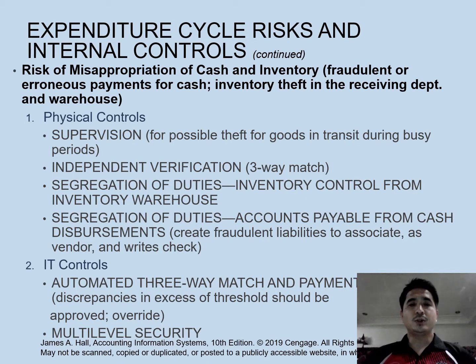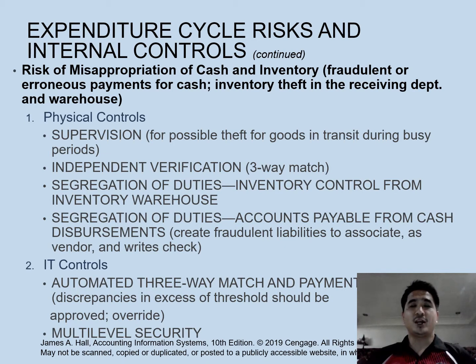First, for the physical controls, number one is supervision. There should be supervision when the goods are received. The head or the superior should supervise the receiving of goods by the receiving clerk up to the warehouse, because it is in this period that the opportunity comes to get inventory. One student mentioned taking it home, or taking them home.